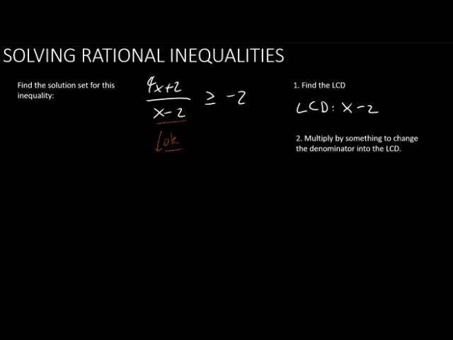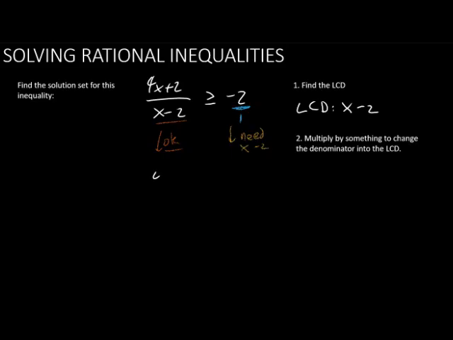We can think of this negative 2 as also being a fraction. We'll write negative 2 over the invisible 1. Now, in order to make that 1 on the bottom into the LCD, we'll have to multiply on the top and bottom of this new fraction by x minus 2. So we'll make a note that we need x minus 2 on the top and bottom.